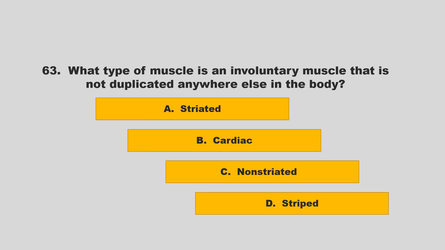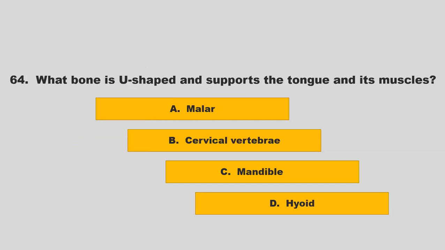What type of muscle is an involuntary muscle that is not duplicated anywhere else in the body? Striated, cardiac, non-striated, striped. If you chose B, cardiac, you are correct.